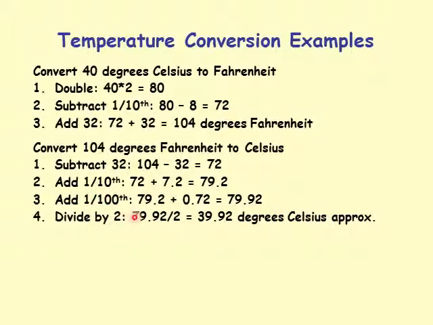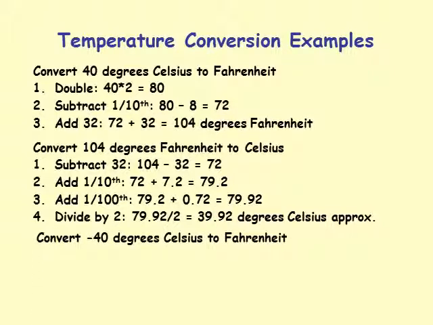Now we are going to divide. 79.92 divided by 2 is 39.96 degrees Celsius. It's not the 40 we started with, it's off. It's less than 40, so the deviation is minus 0.08 degrees Celsius.